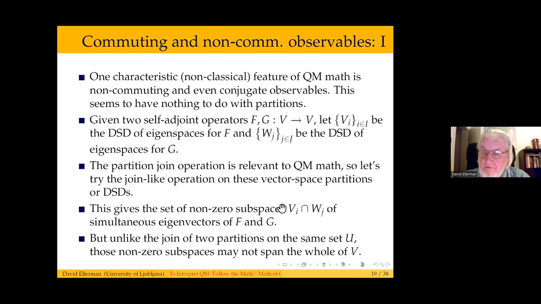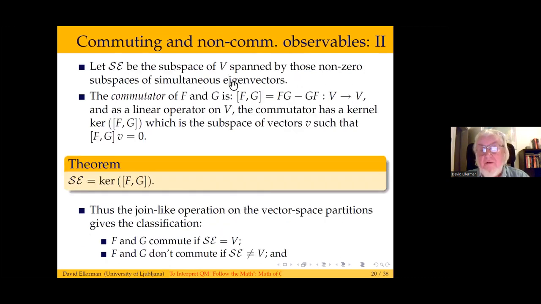So let's do the same operation for these direct sum decompositions of eigenspaces. Of course, the vectors in here are by definition simultaneous eigenvectors, because they're in both an eigenspace of F and an eigenspace of G. What is different here, unlike the case of partitions on the same set, is that all these subspaces don't have to span the whole space. That's the trick. So let's call the space they do span SE, because they're all the non-zero subspaces spanned by the simultaneous eigenvectors. So there's our space, which may or may not be the whole space.